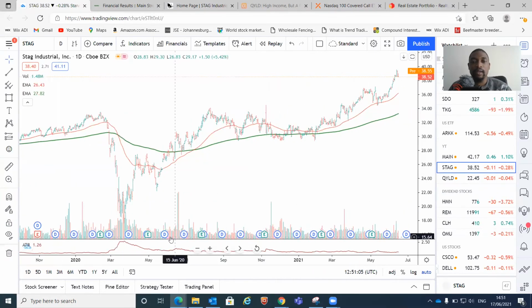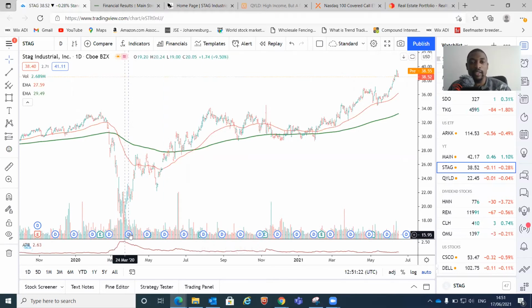Again, as I said, the whole point of buying this monthly dividend paying stock is to generate some form of income. It's not a lot to do with capital appreciation. If capital appreciation is there, that's good. But the focal point is the dividends that you want to receive.